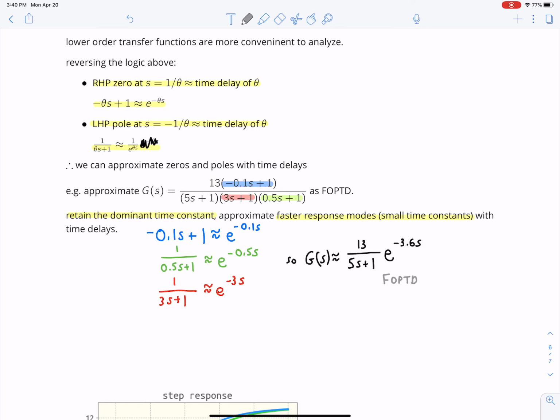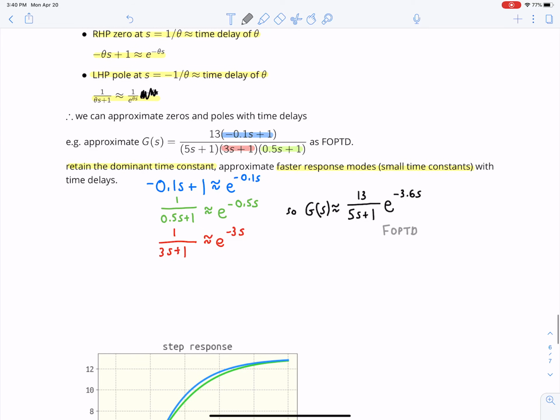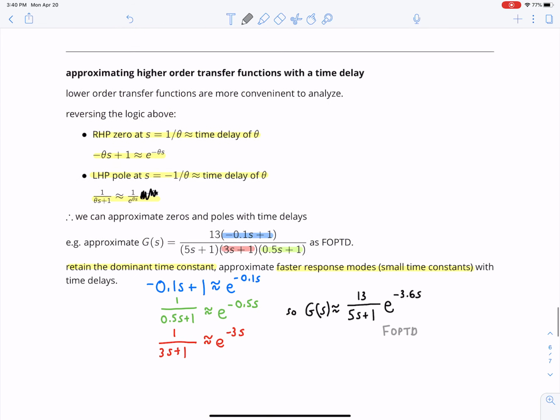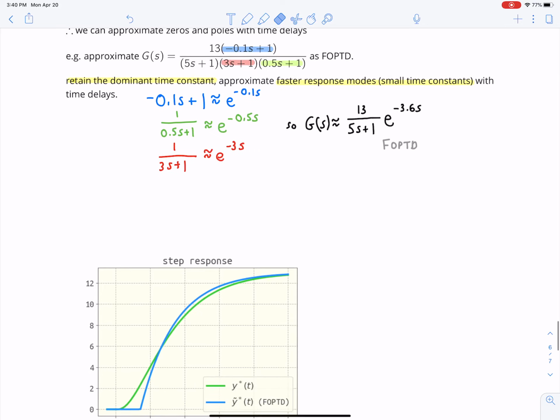All right, so the art here is in choosing and knowing which poles to approximate with a time delay, okay? So if you choose 5s plus 1, that will be a worse approximation than if we had left it there. That's really the only art here. Otherwise, it's sort of straightforward. And what's nice is the first order plus time delay transfer function, we can analyze this in our sleep, very easy. Whereas the one here, I have no idea when I look at that what the dynamics will be like. So this is very helpful.